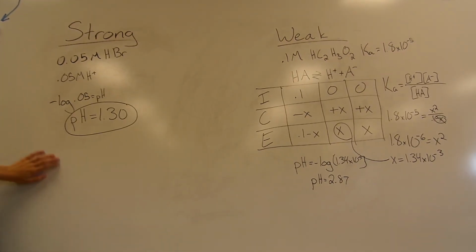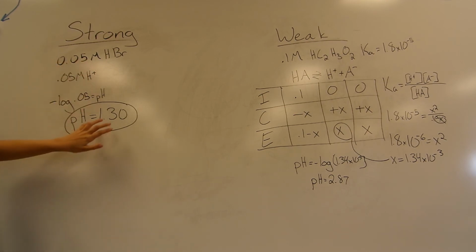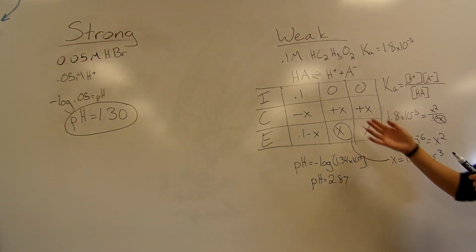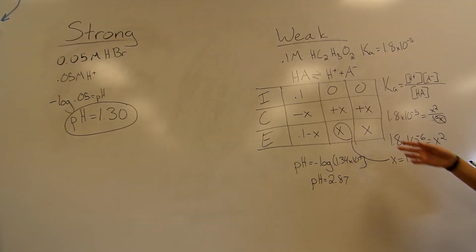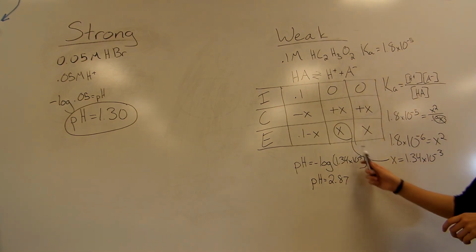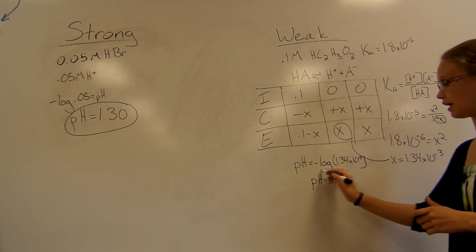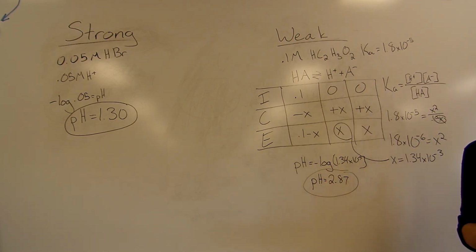So you can see the work through here. Taking the negative log of the 0.05 molar will give you a pH of 1.3 for the strong acid. Then over here for the weak acid, you can see my ice table and plug that into the K expression. Again, we can assume small for minus X, and then multiply each side by 0.1, and then take the square root. That'll give us the concentration of H plus at equilibrium. Then we take the negative log of that, and you'll get a pH of 2.87.